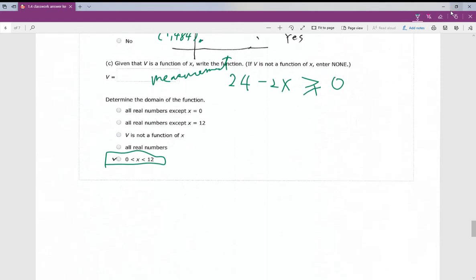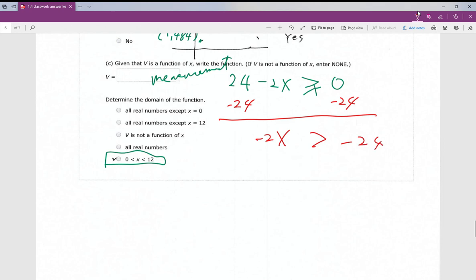How do we solve for x? You take away 24 on both sides. Let me review a little bit for you. So you have negative 2x greater than negative 24. Now remember, when you want to solve for x, you want to divide by negative 2. When you divide by a negative number, you need to rewrite. Don't directly divide by negative 2, okay?